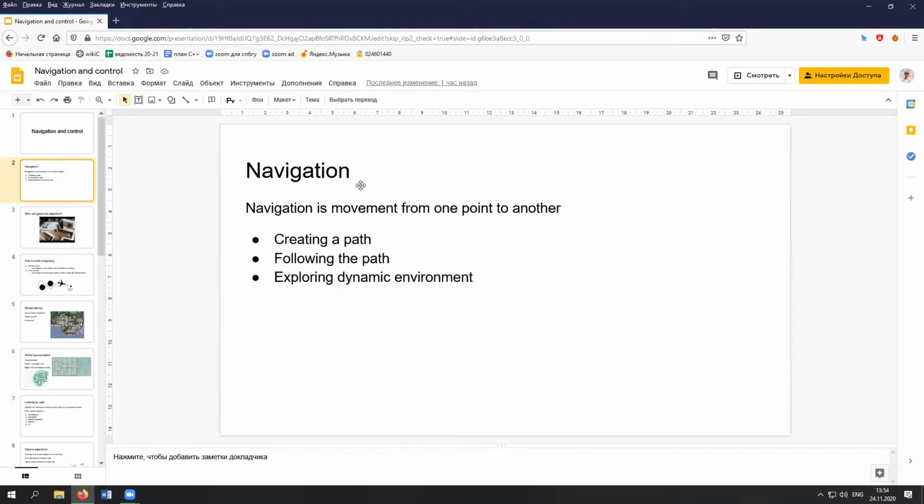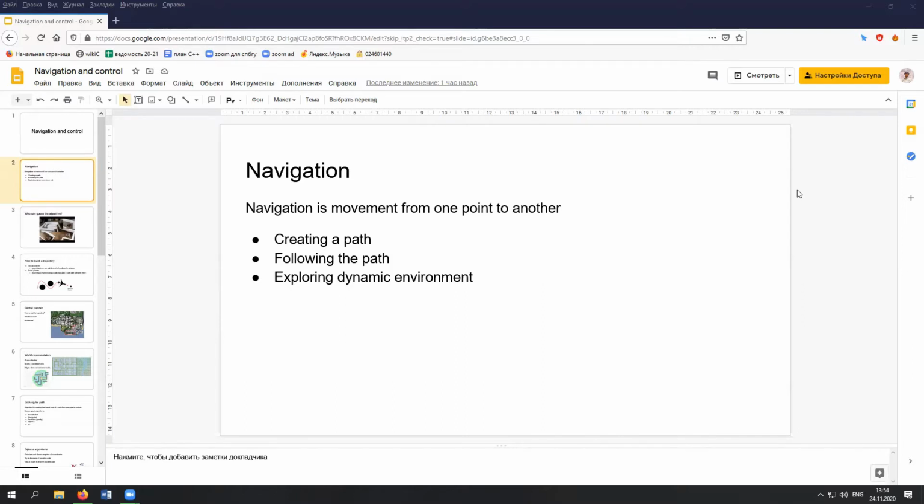Well, exactly, there are two most common steps. First of all, we have to create a path, and secondly, we have to follow this path. We can explore the environment during movement, but still, for exact navigation, we should assume that we, in every moment of time, know the exact environment, exact map of environment, and exact position. Without these attributes, we won't be able to navigate correctly.